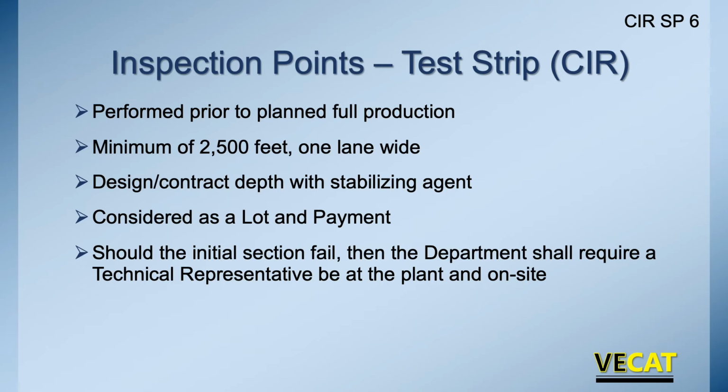Just like with cold plant recycle, it is considered a lot. So if we go 2,500 feet, then the density that we get on that is how we determine payment for that material. And the same thing with the cold plant. If we have a problem during the trial section, VDOT can say, hey, bring out a technical rep to make sure that we get this right before we do another trial section.